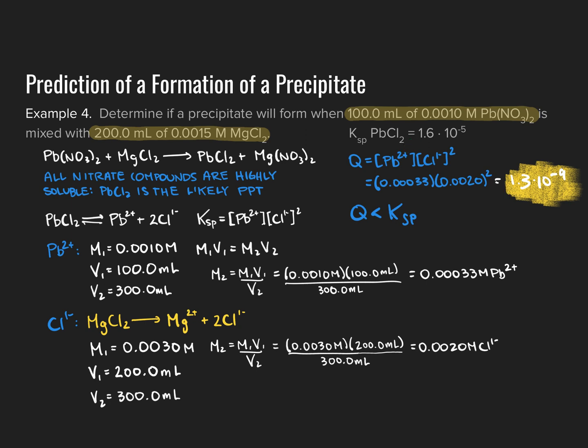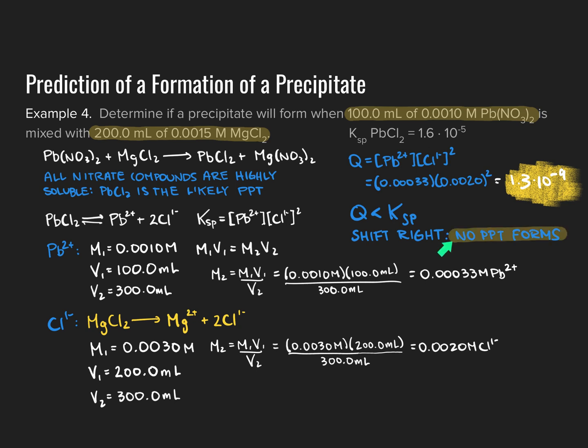So as my Q value is smaller than KSP, that implies a system which will shift to the right in order to establish equilibrium. And remember, the equation we're dealing with here again is the dissociation equation. A shift to the right in the dissociation equation implies a shift towards the dissociated ions, implying, therefore, this solution is not yet at its point of saturation, and therefore it is unlikely we would see a precipitate form within our solution.